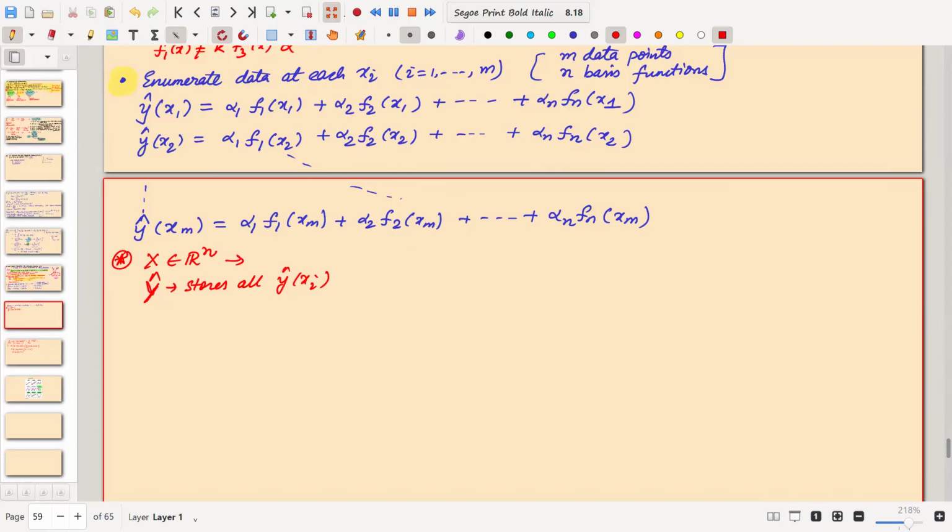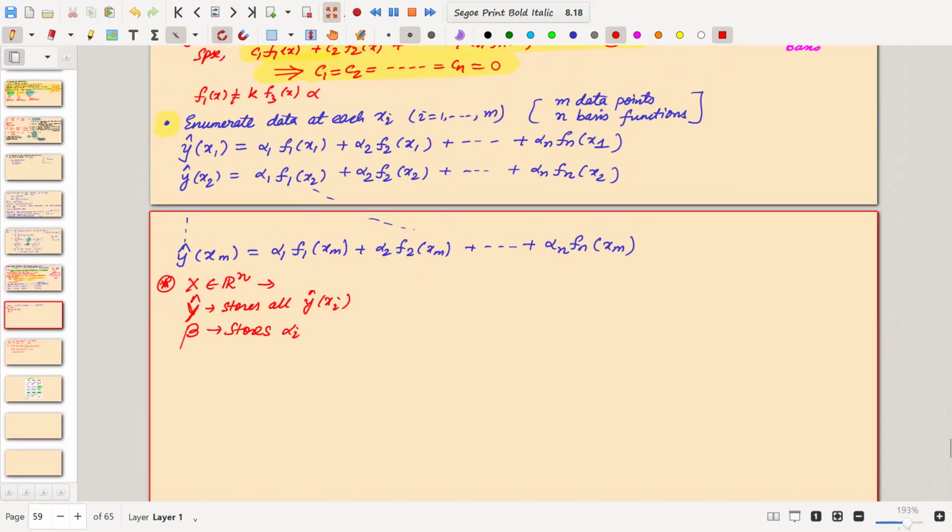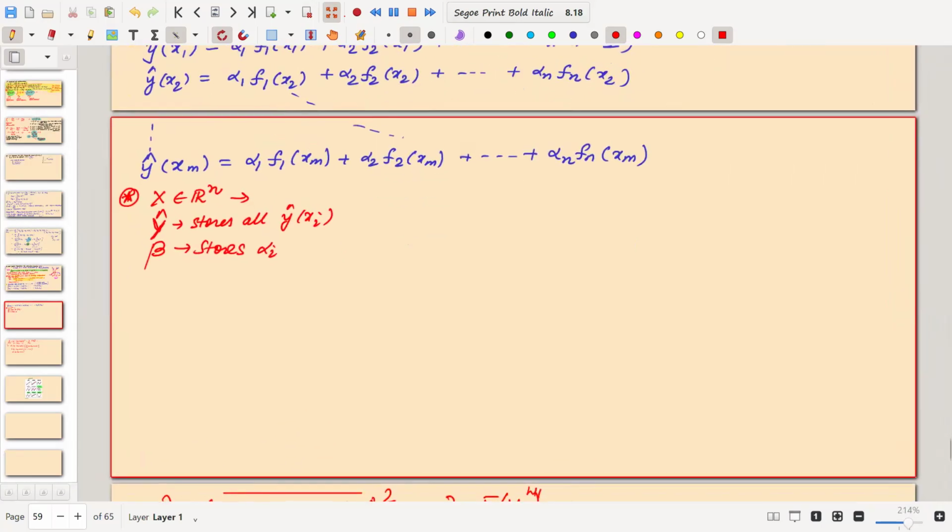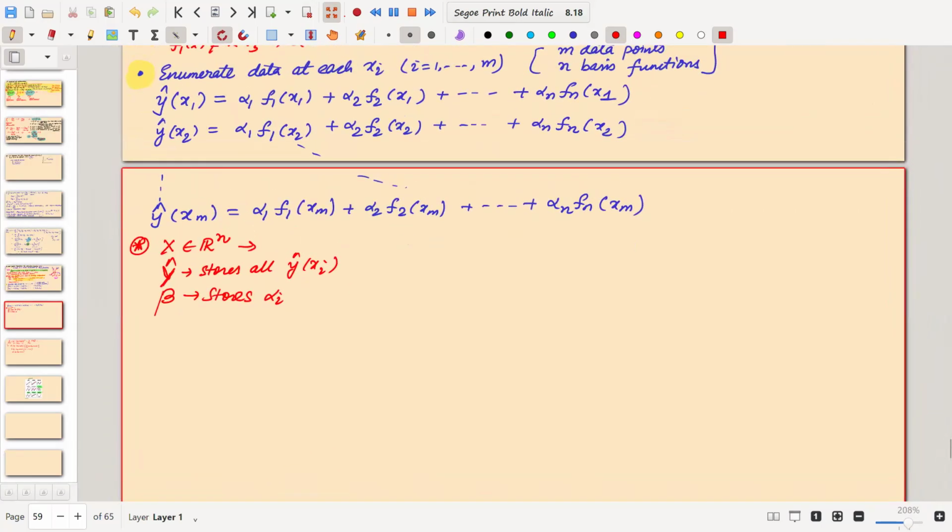Okay, y cap stores all the y cap values. And we can construct another vector beta, which stores all the coefficients, all the alphas. Now, can you see that? Is there anything else we are missing? Y cap, we store all y cap. Beta will store all alphas. What else is remaining? Yes, the functions. So that we will store in a matrix A.